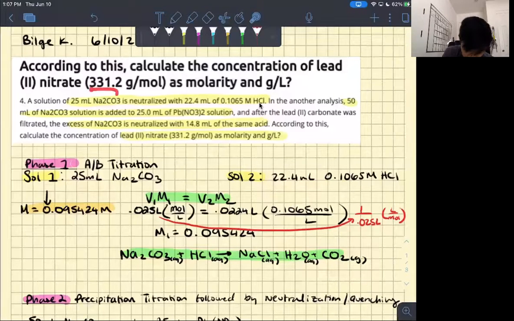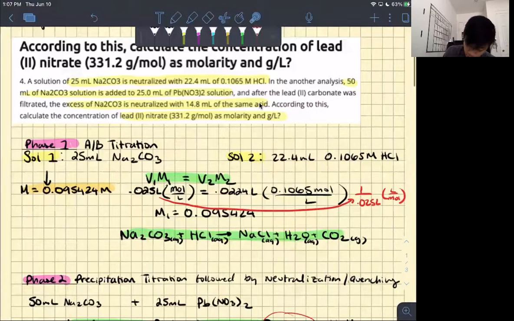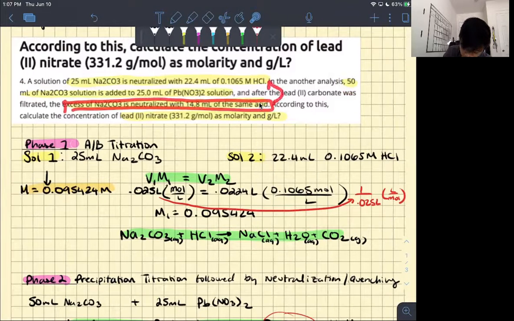First we highlighted all the relevant information and all the quantities that they gave to us. So we see 25 mL of Na2CO3 is important. It's neutralized with 22.4 mL of 0.1065 molar HCl. And then in the next step, 50 mL of Na2CO3 solution is added to this amount of Pb(NO3)2 solution. After that was filtered, the excess Na2CO3 is neutralized with this same acid, meaning this 0.1065 molarity hydrochloric acid.